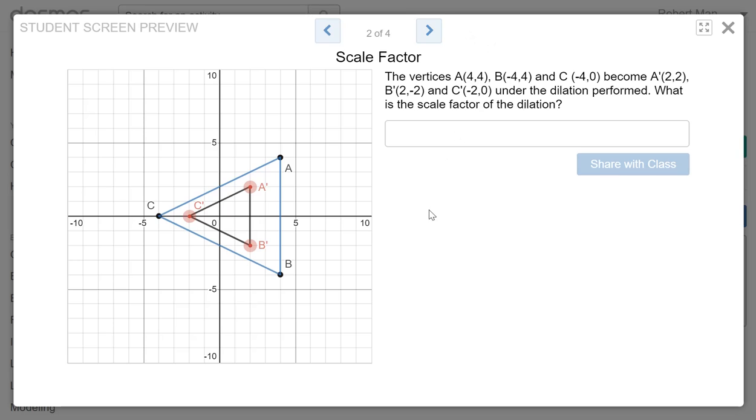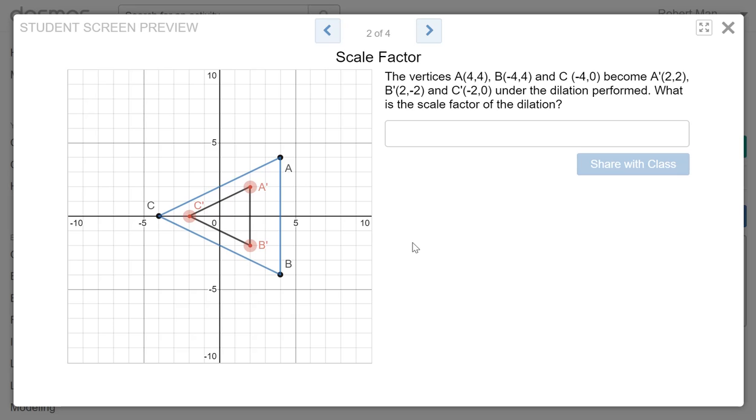All right. Slide 2. Once again, we're finding the scale factor from triangle ABC to A prime, B prime, C prime. And it's very important that you go in that direction. From ABC, the pre-image, to A prime, B prime, C prime, the image. Now, we've talked about those two words a lot when we looked at transformations. We should know that pre-image is the shape before it's been modified, and image is the shape after it has been modified.